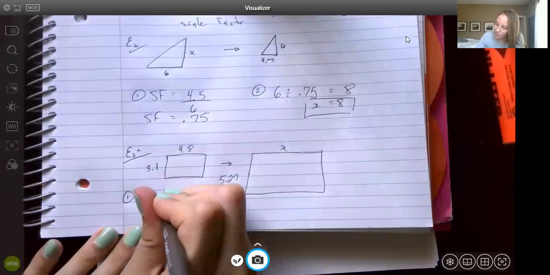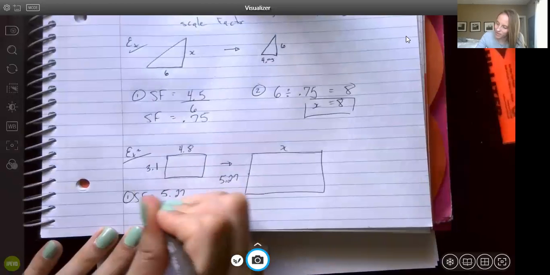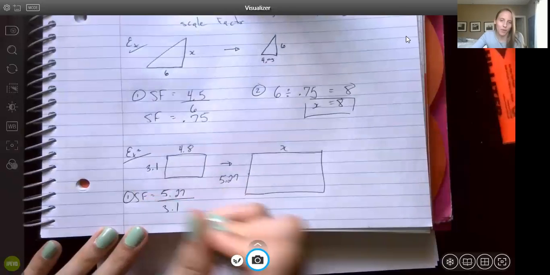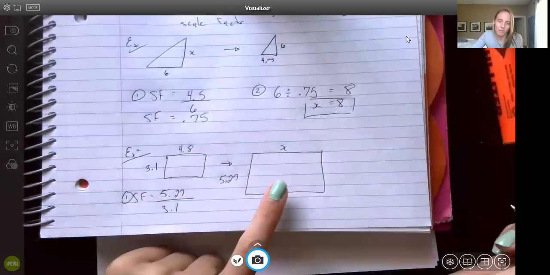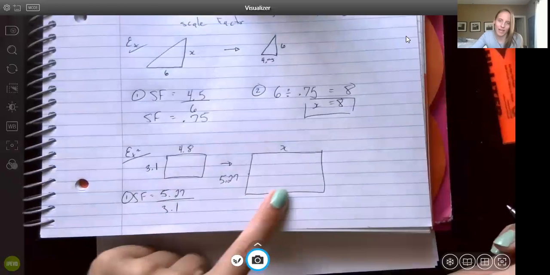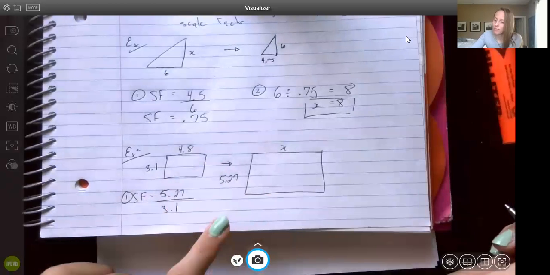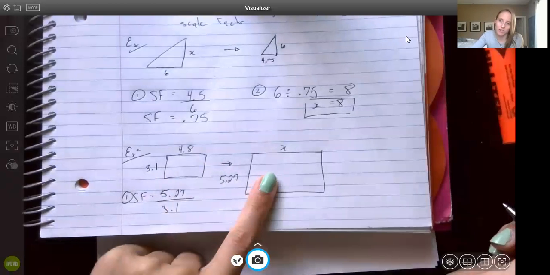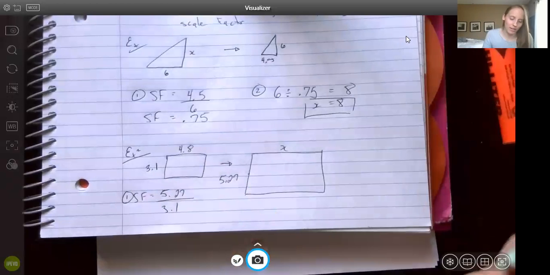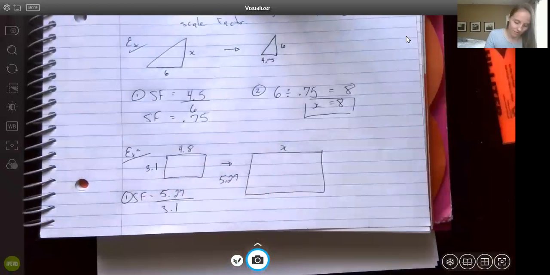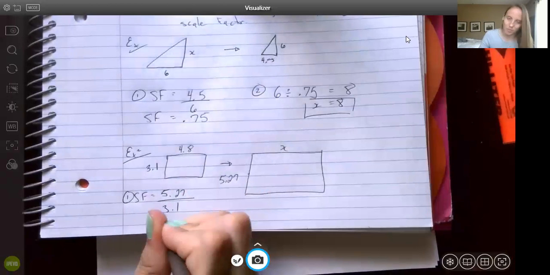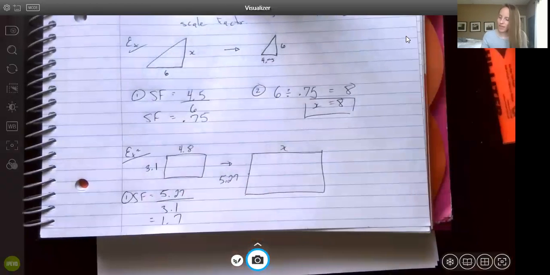So 5.27 divided by 3.1. We always do the new shape divided by the original. Again, this time, because we're looking for an enlargement, our scale factor needs to be above 1. So if we divide by 3.1, we will get a scale factor of 1.7, so that's above 1. That matches with the fact this is an enlargement.